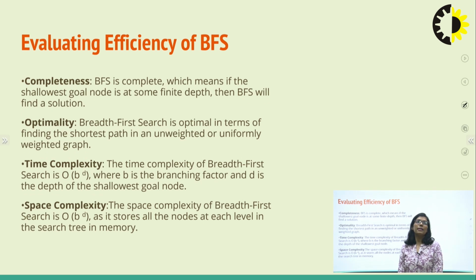Next is evaluating the efficiency of your BFS. Now, BFS is complete because it guarantees you will find the solution. Optimal, it gives you the best path to the goal node. Time complexity is order of b to the power d, where b is the branching factor and d is the depth to which we have explored the tree. Okay, it is not the total depth of the tree, it is the depth to which we have explored the tree. The space complexity is the same, order of b to the power d.